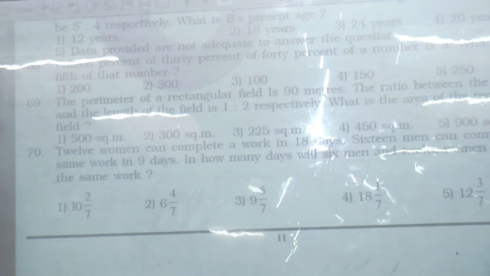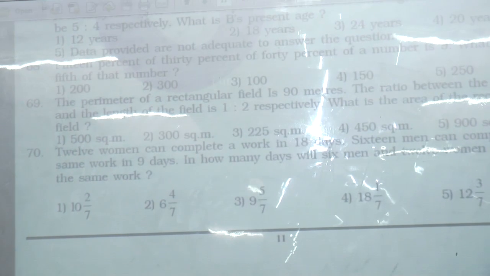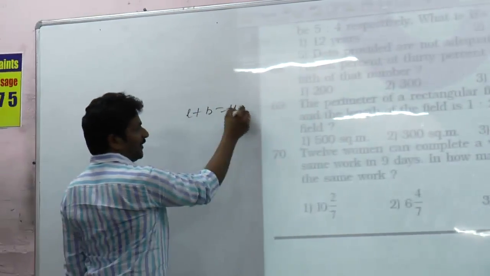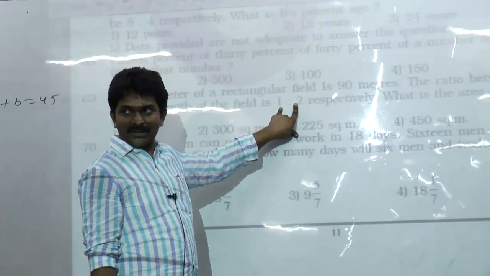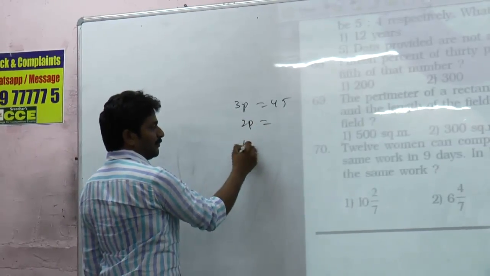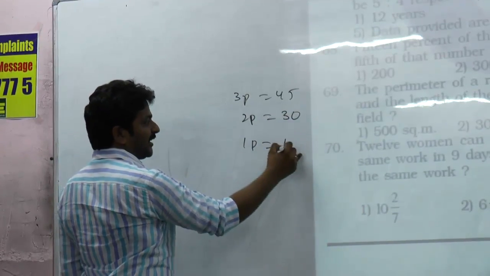The perimeter of a rectangular field is 90 meters. 2 into (L plus B) is given. The ratio between breadth and length of the field is 1:2. So if 2 into (L plus B) is 90, L plus B is 45. Ratio is 1:2, 1 part and then 2 parts. Sum is 3 parts. So 3 parts is 45. Length is 2 parts. Breadth is 1 part. That is 30 and then 15.